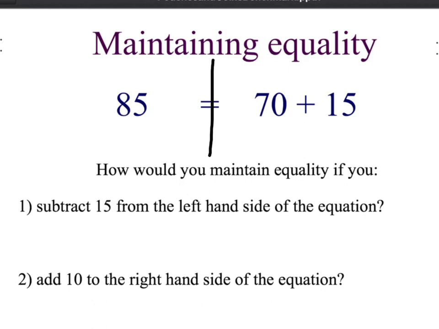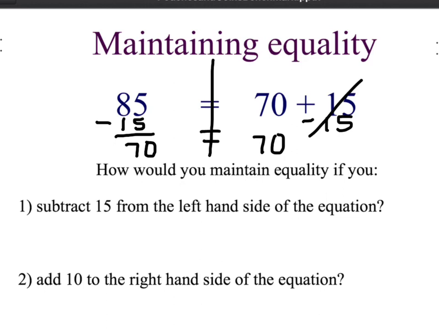However, what if I subtract a value of 15 from the left-hand side of the equation? Well, if I subtract the value of 15 from 85, I'm left with 70. Therefore, on the right side, I'm going to also have to subtract 15 so that I end up with 70. 15 minus 15 cancels out, so I'm left with that remaining 70. So I can see that they are now both equal.